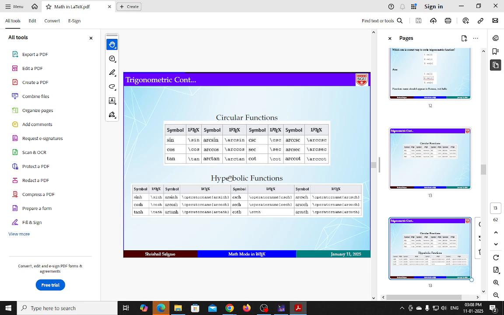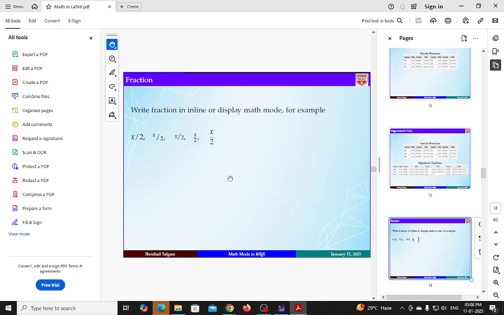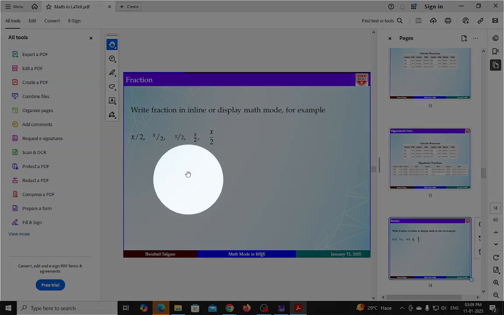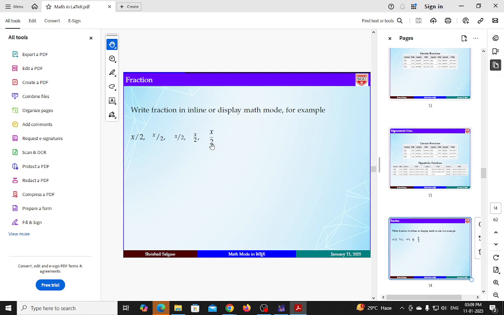Let us next move to some calculus part, where we have to write ratios and roots, etc. Now suppose these are the outputs for the fractions. Everywhere we have written x by 2 in a different way. I already explained the fraction in the equation, so I will skip that part. If you want the fraction in inline mode, the second last one is correct, and in display mode the last one is correct. Further, this third option can be obtained by using a particular package called nicefrac.